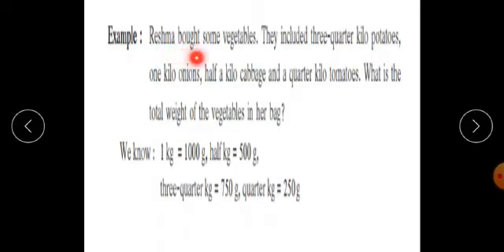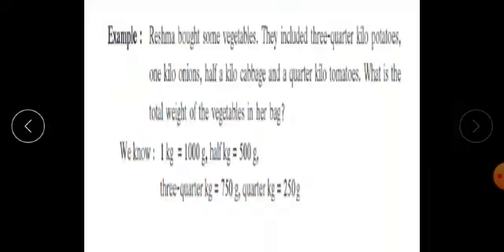Example, Reshma bought some vegetables. They include 3/4 kilo potatoes, 1 kilo onions, half a kilo cabbage and a quarter kilo tomatoes. What is the total weight of the vegetables in her bag? We know that 1 kg is equal to 1000 gram, half kg is equal to 500 gram, 3/4 kg is equal to 750 gram, quarter kg is equal to 250 gram.